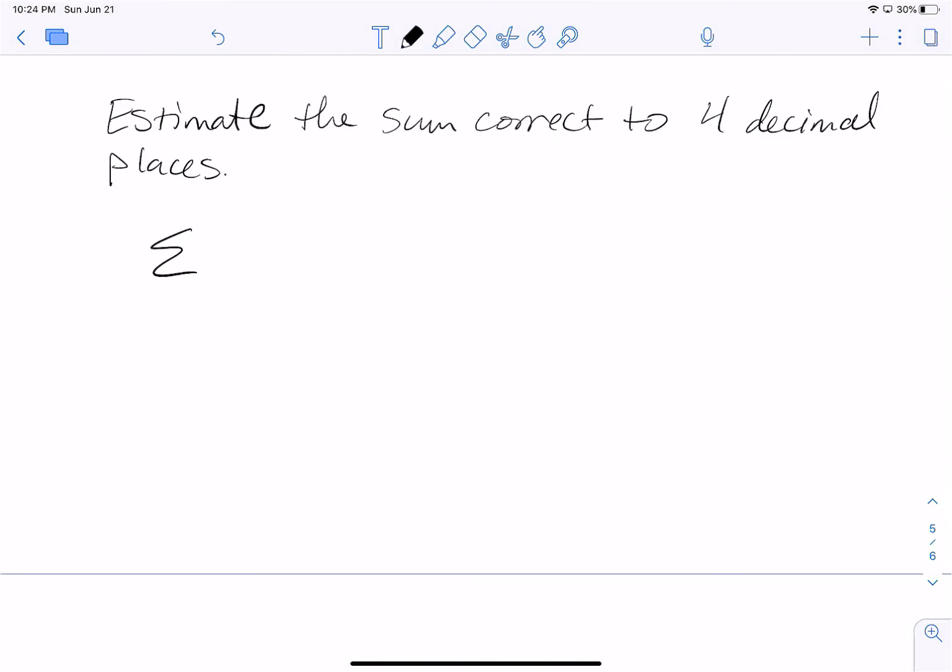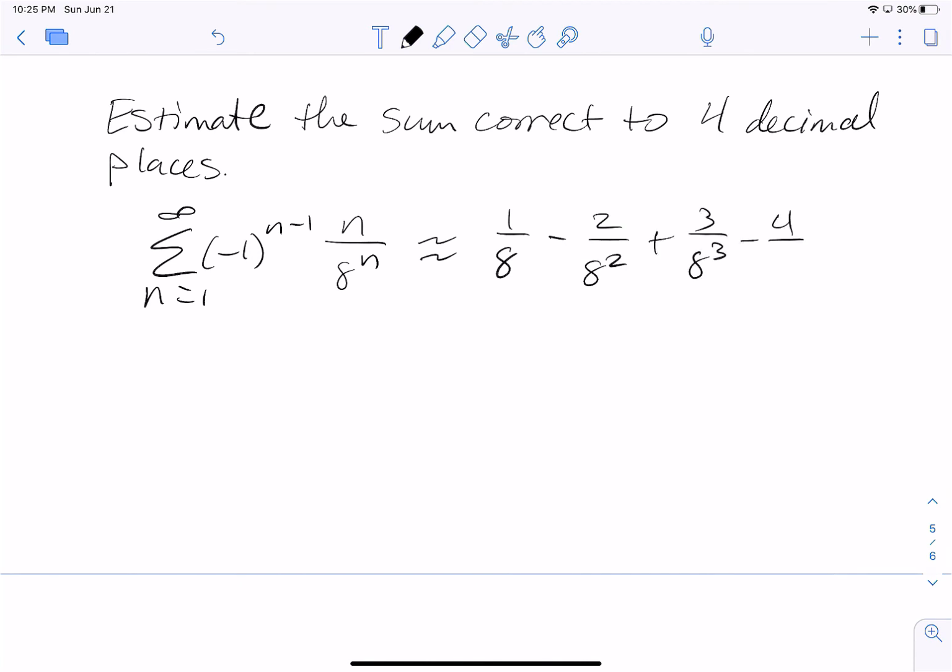Let's see how we can put this to use. We're presented with a series: the sum as n goes from 1 to infinity of (-1)^(n-1) times n over 8^n, and we're asked to estimate the sum correct to 4 decimal places. I leave it to you to verify that this does converge by the alternating series test. And the terms of this series look like, so I'm giving squiggly equals, right? We're estimating. So approximately 1 over 8 minus 2 over 8 squared plus 3 over 8 cubed minus 4 over 8 to the 4th plus 5 over 8 to the 5th plus and so on.